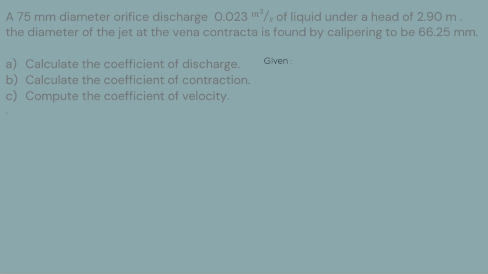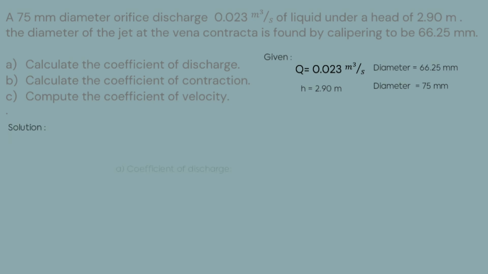We have the given data. A discharge of 0.023 cubic meter per second, a total head of 2.90 meters, the diameter of the jet at vena contracta, which is 66.25 millimeter, and the orifice diameter, which is 75 millimeter. So now we're going to proceed with our solution.